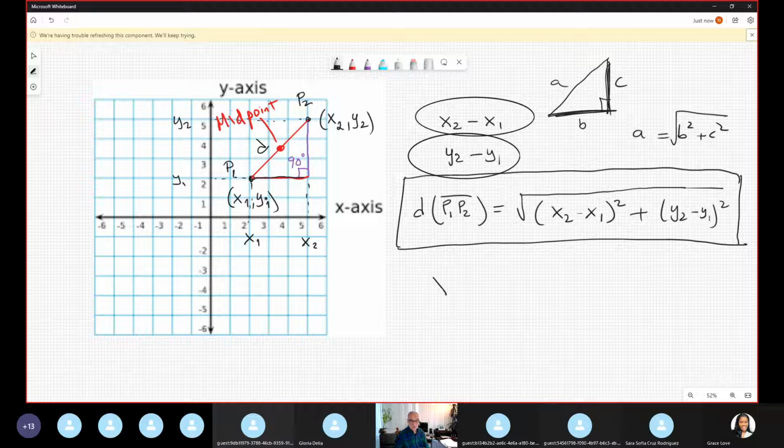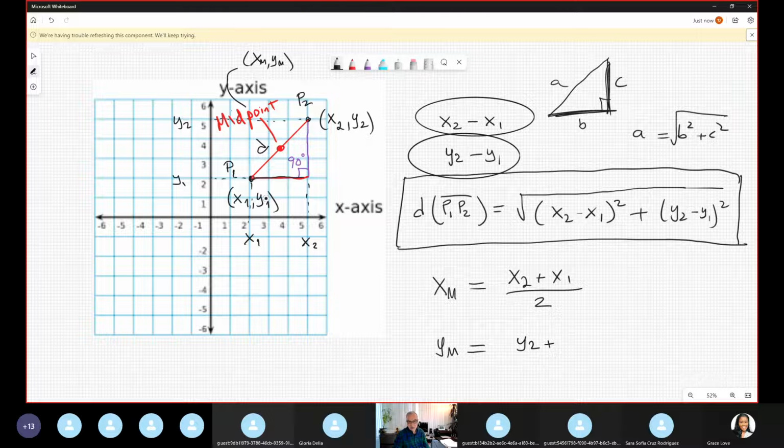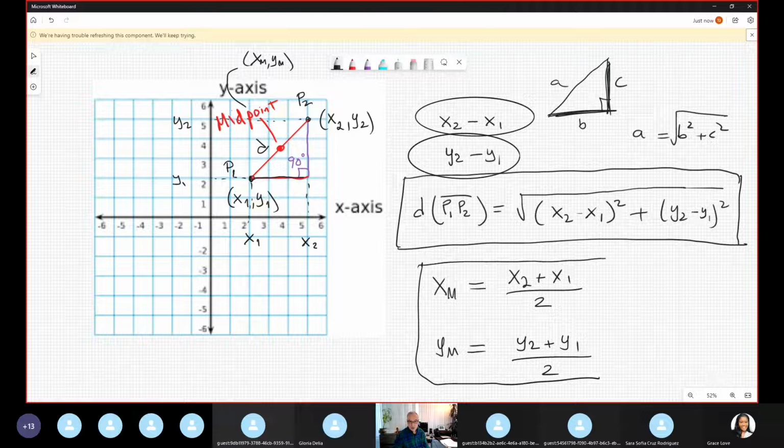For example, the midpoint has two components, x sub m and y sub m. And what does that mean? These are the components that characterize the midpoint. So x sub m is the average between the x values: x2 plus x1 divided by 2. And y sub m is y2 plus y1 divided by 2. Either way, the order is not important because it's plus. And this is the formula to determine the midpoint.